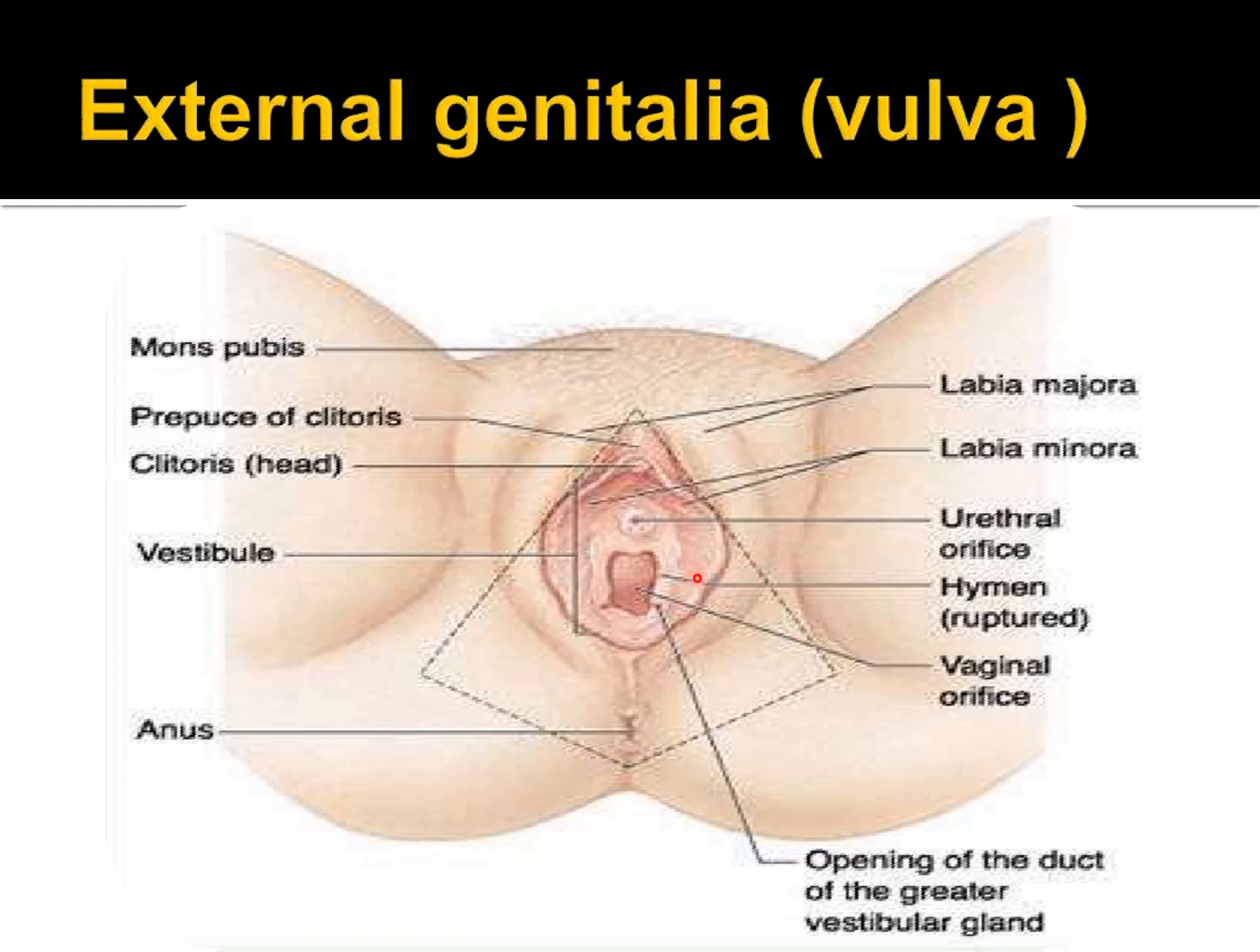This is labia majora. This is labia minora. This complete structure is labia minora. And this is the urethral orifice, this is the vaginal orifice, and at the sides of the vaginal orifice it contains a ruptured hymen also. Here you can see two sides, it has the opening of the greater vestibular glands. Now let us see the structures of the external genitalia.